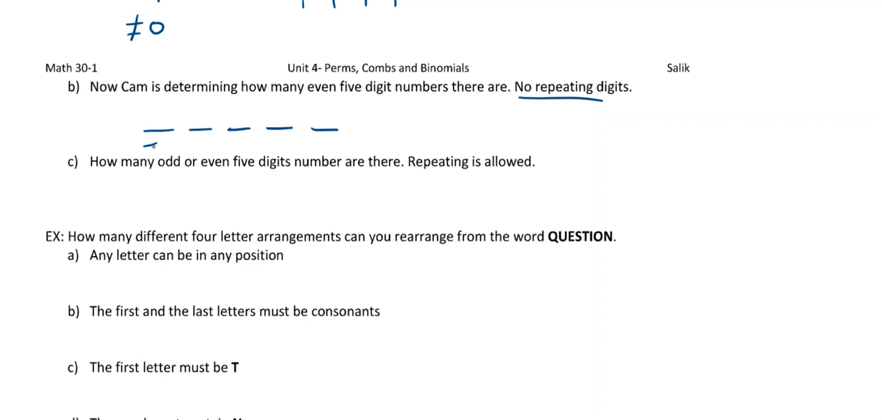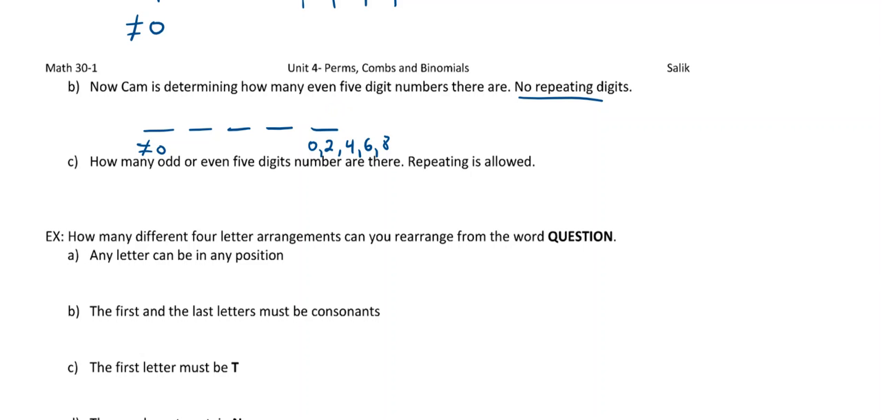Again, the first spot can't be equal to 0, for the same reasons as last time. Now let's think about this last spot. In this last spot, even numbers would end in 0, 2, 4, 6, or 8. So you might be tempted to say there's 5 of those, so I can just say 5. Now, here's the issue.